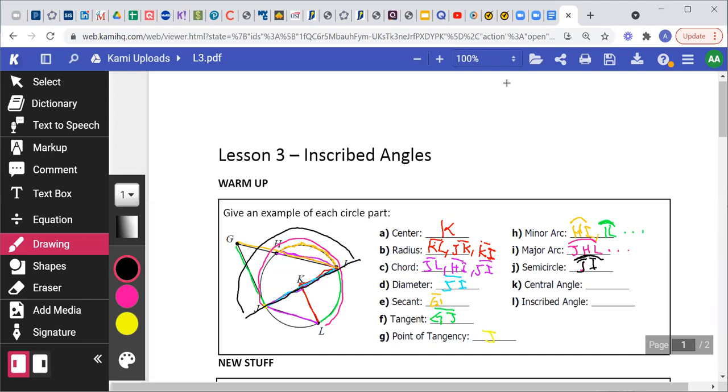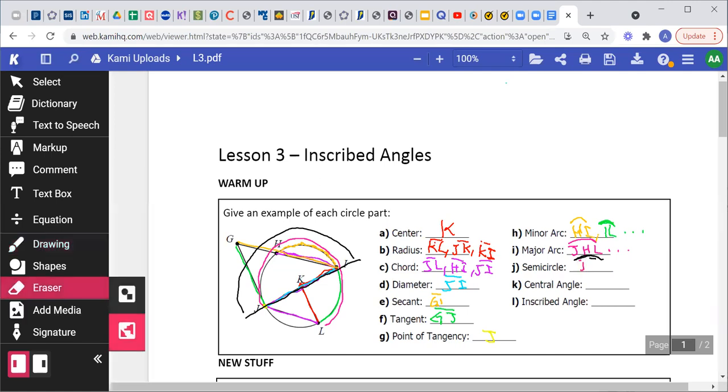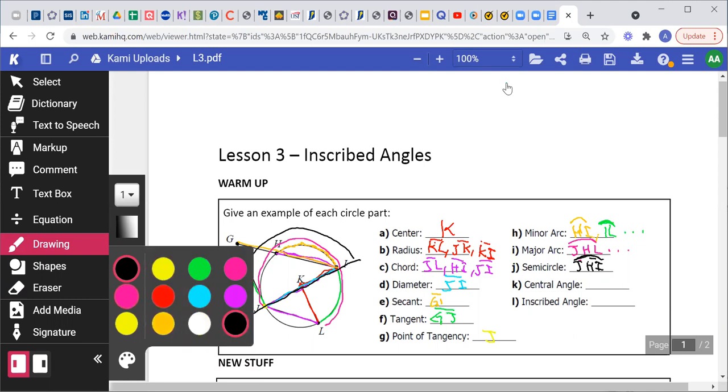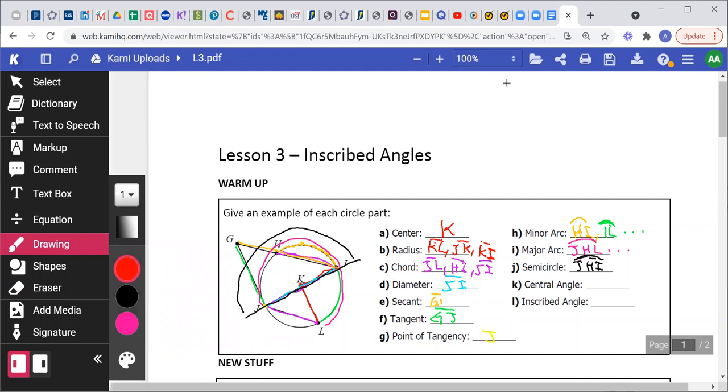But let me put H just to distinguish what we're really talking about. JHI. Then a central angle is an angle that is formed when you join two radii. So this is a radius, this is a radius, joining them together, this is a central angle.